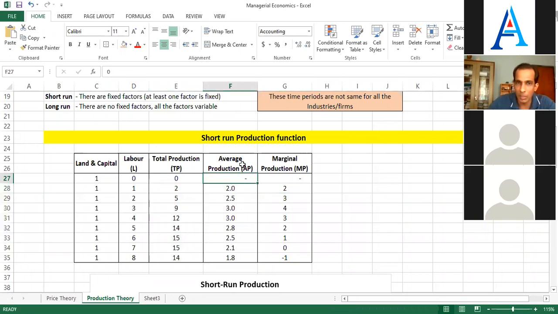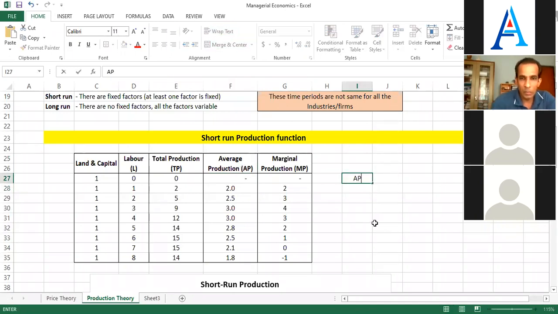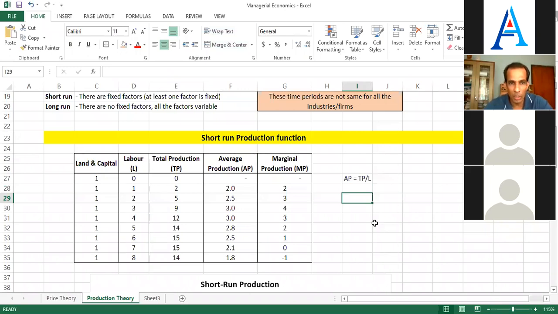Average production means the production per unit of input, right? So how do you calculate the average production? We calculate average production as total production divided by the input, in this case labor, right? Total production divided by labor.